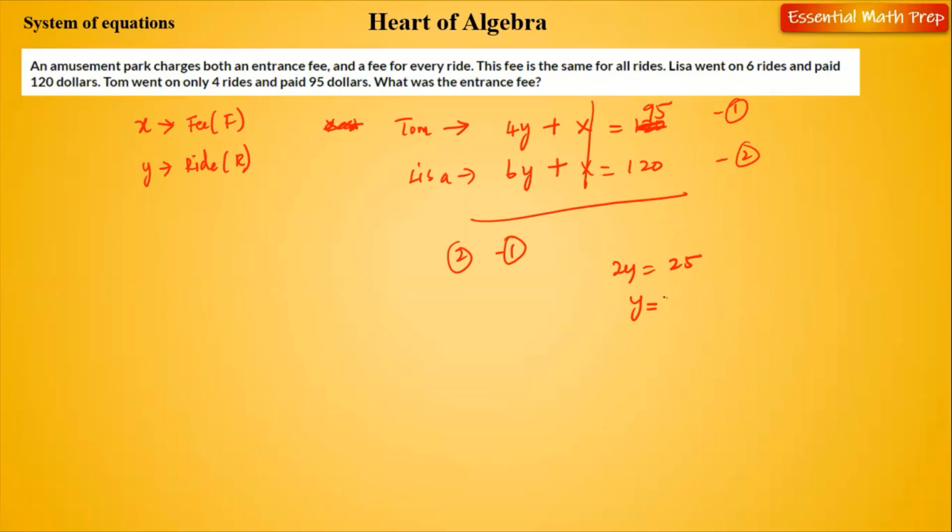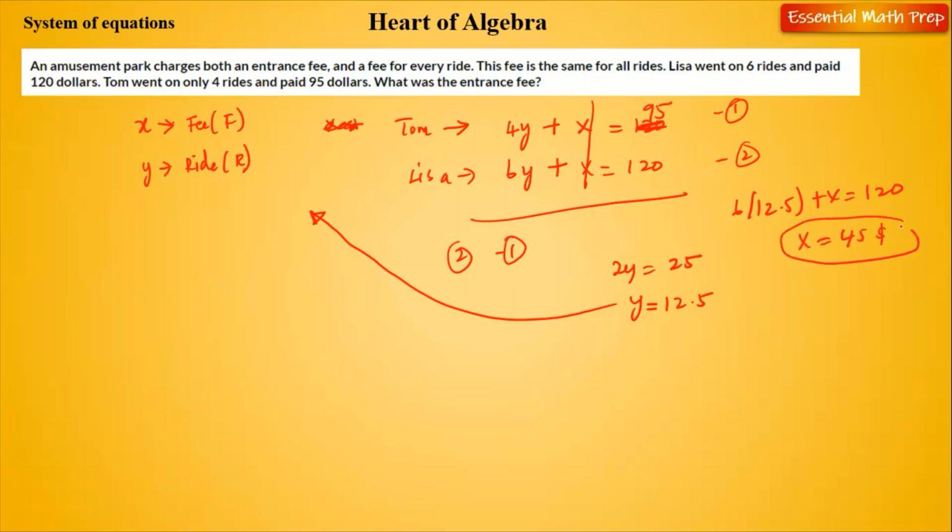Yeah. So Y corresponds to the ride, right? So X plus Y, what was the entrance fee? Well, I suggest you put the value of Y into any one of the 2 expressions because the entrance fee is going to be the same whether it's Lisa, Tom, or Jack or Jill, right? Doesn't matter. So 6 times 12.5 plus X equals 120. So 12.5 times 6. And then 120 minus 75 is $45.